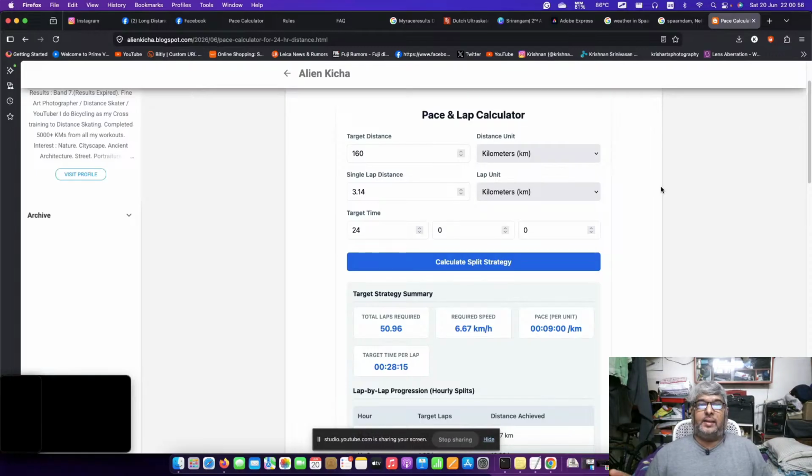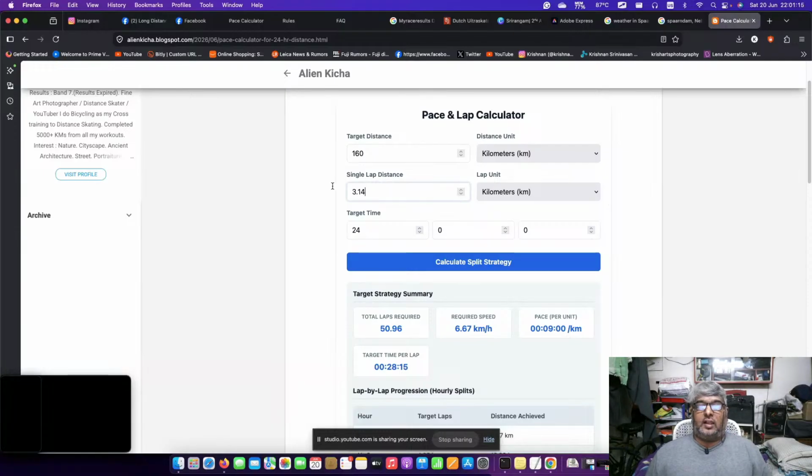If it involves laps and distance needs to be calculated, it can also be used for bicycles. It can also be used for running. Many sports that is applicable. This calculator is applicable for many sports. All you need to be aware of is the single lap distance.